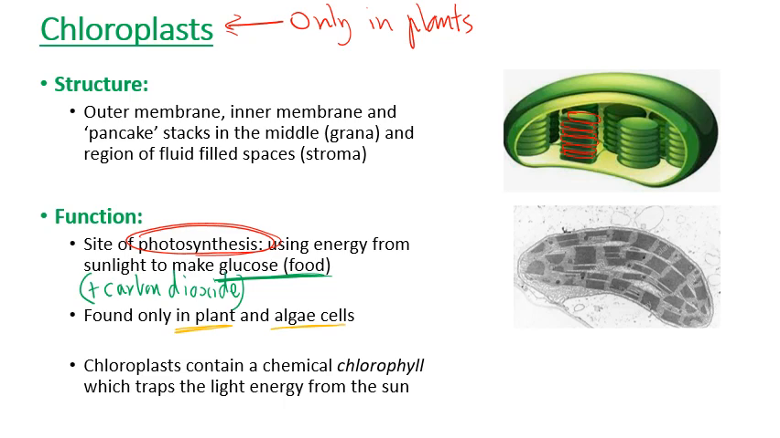And the actual chemical inside chloroplasts is chlorophyll, and that's what gives them their green color. And that's what makes plants green, because chlorophyll reflects green light. And it's the chlorophyll which literally traps the light energy and helps it to do photosynthesis.